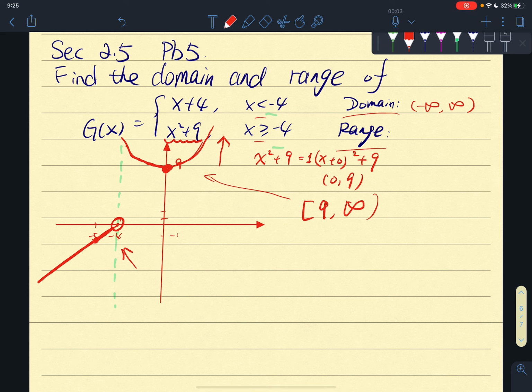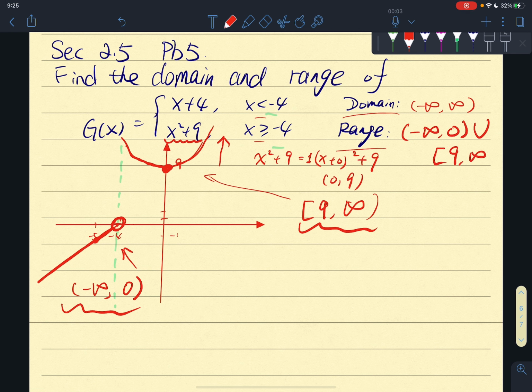For this part of the graph, you are going to cover the height of -infinity up to the height of 0, and because this is a circle, you can't really capture the height of 0. You can only get extremely close to it. So the range of your function is technically -infinity through 0 combined with 9 through +infinity. So that's supposed to be the answer of my problem.